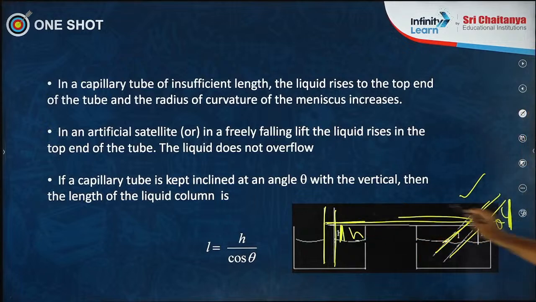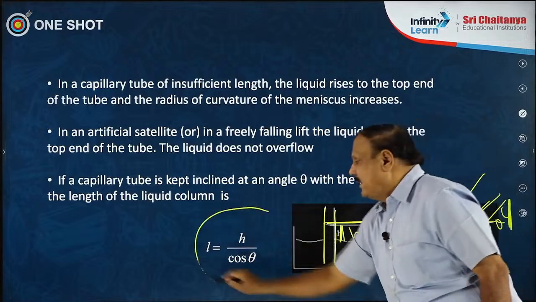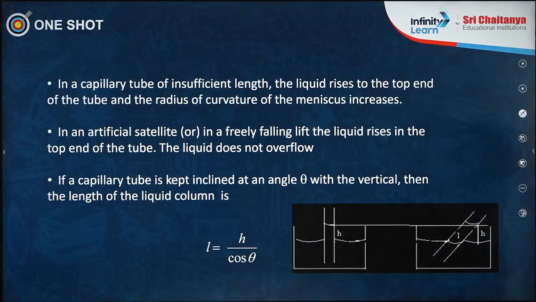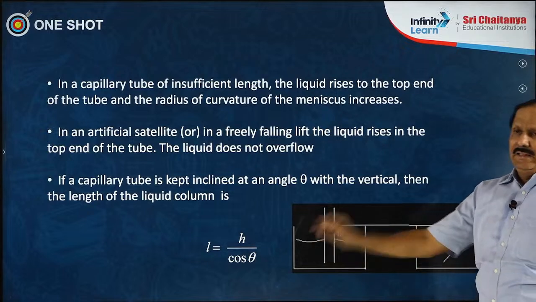Sometimes they ask for the height in this second case, and the height will be the same, but sometimes they ask for the length of the liquid column. The length of the liquid column in the capillary tube is calculated from this formula: L is equal to h by cos theta. And remember this, in this case the height is the same, only the length changes.